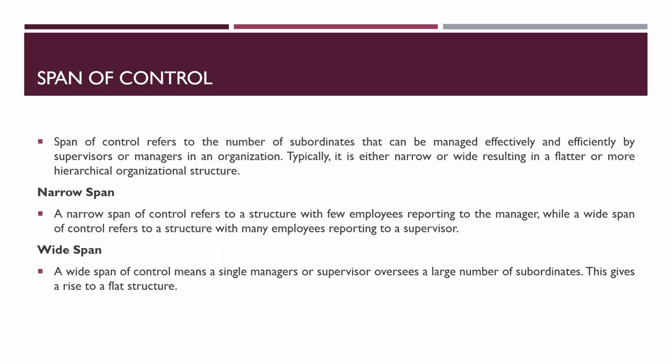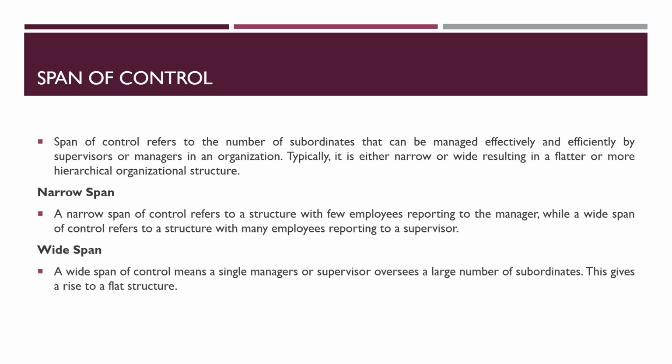Span of control. Span of control refers to the number of subordinates that can be managed effectively and efficiently by supervisors or managers in an organization. Typically, it is either narrow or wide, resulting in a flatter or more hierarchical organization structure. What does span of control mean? Simple. Span of control is checked in the online examination, so understand it clearly.